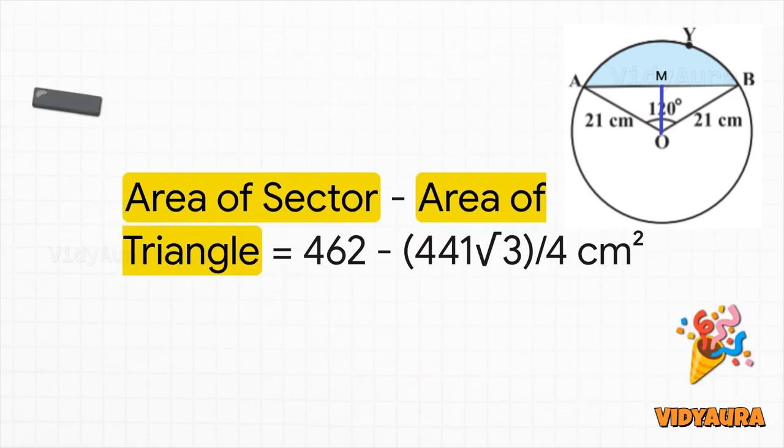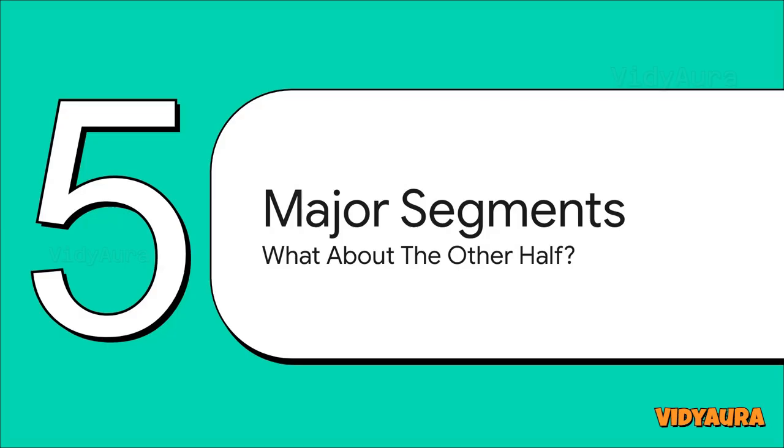That's it. So all we do is take our first number, 462, and we subtract our second number, that 441 times the square root of 3 over 4, and that's it. That is the exact area of our shaded segment. Puzzle solved. But hang on a second. Whenever you slice a circle with a chord, you don't just make one segment. You actually make two. We just found the area of the smaller one, which is called the minor segment.